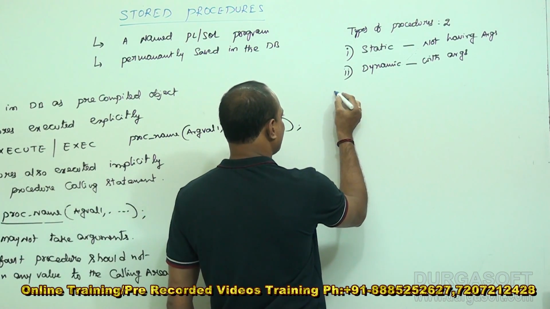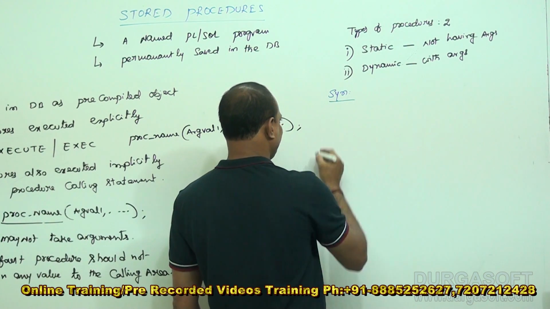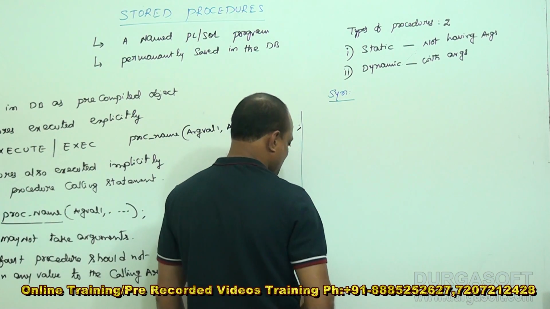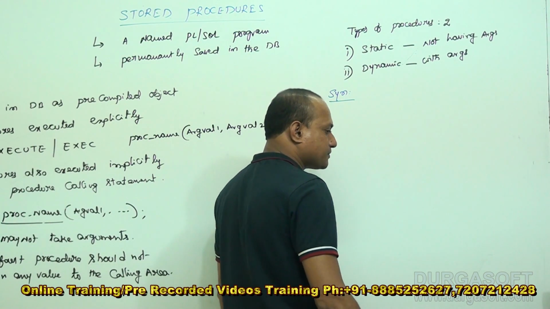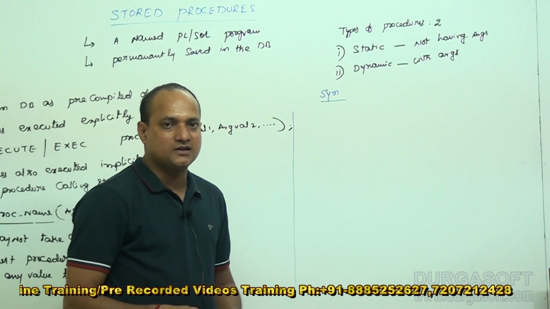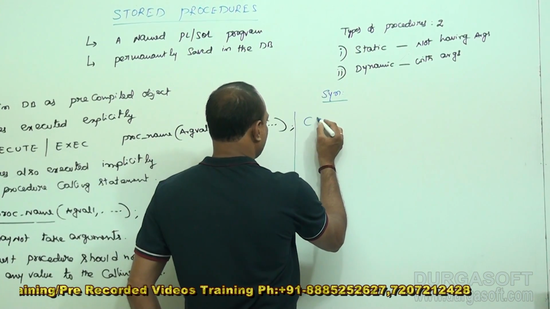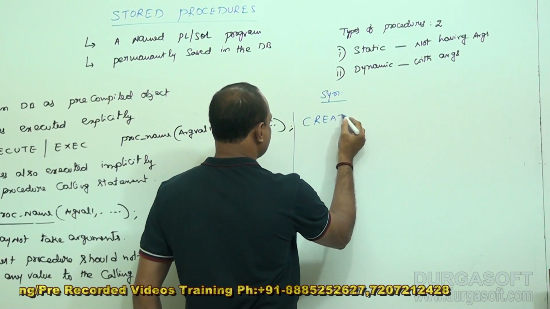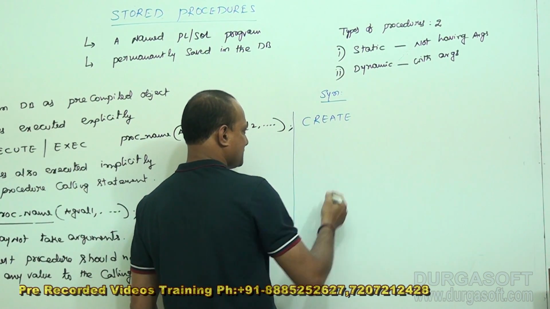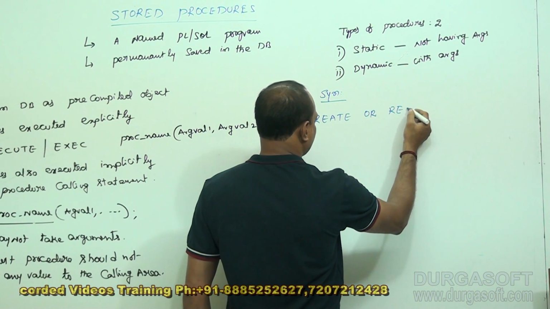Yeah, here you can create the procedure like this. You are creating procedure in database. So procedure is also a database object. Procedure is also known as a database object. So if you want to create any object, we should use create. Create or replace.